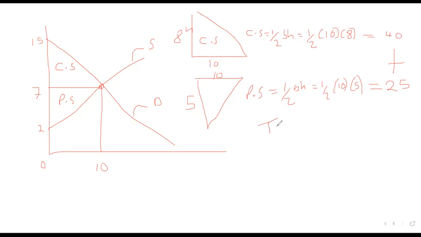So when we add this, we get the total surplus. When we add both the consumer surplus and the producer surplus, what we get is called the total surplus. And in this case, our total surplus is 65. So here is how we calculate these surpluses.